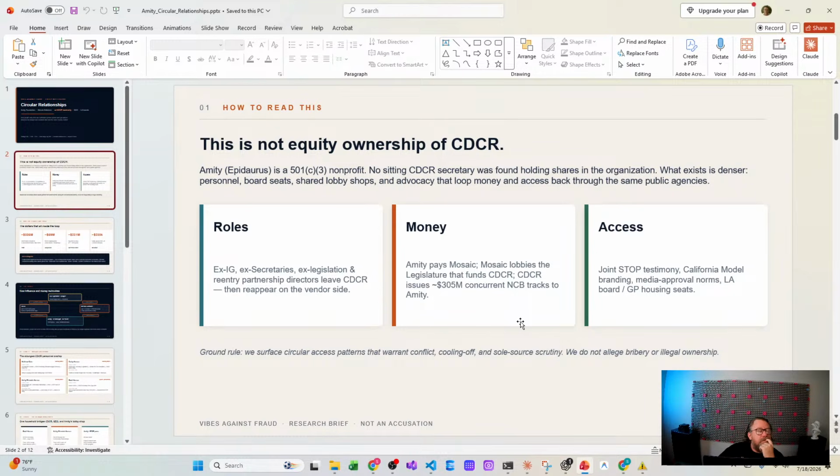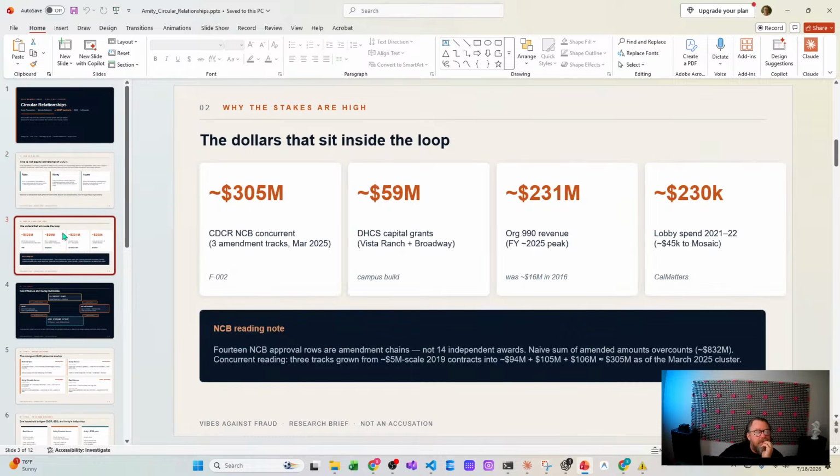So this is a 501c nonprofit. There's no shares. There is like a money loop. This PowerPoint kind of sucks, dude. Should have some infographics in here.